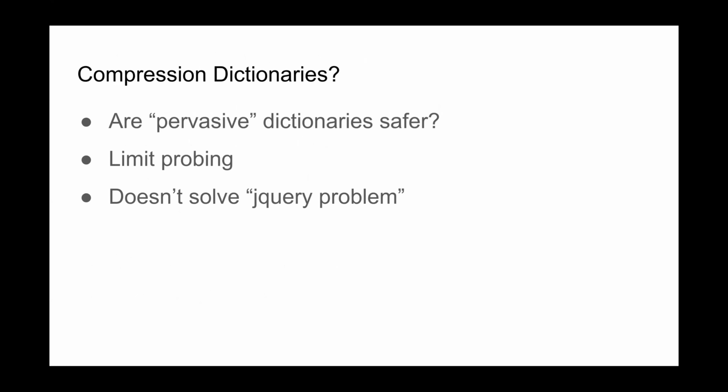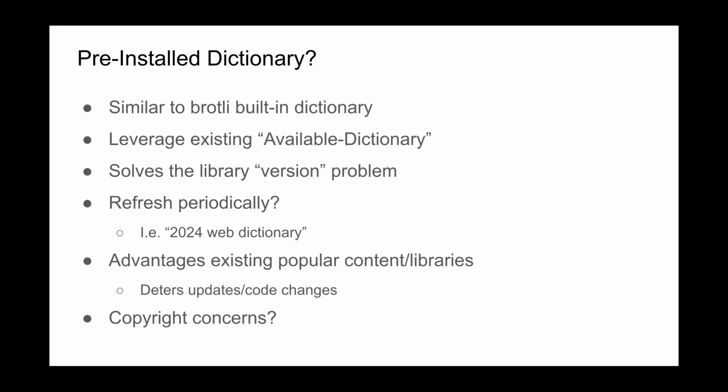Which brings me to dictionaries, which is sort of a different take on resources. At one level, is a pervasive dictionary something that is safer to share, perhaps, for a given origin, but it may still not solve the jQuery problem unless we look at a pre-installed dictionary. And so this is kind of where my current thinking is. I'd still like to solve the cache partitioning problem. I'm not sure it's solvable, but in the meantime, Brotli already ships with a small dictionary of common web terms in it. Would it be possible to ship with a larger dictionary and use the compression dictionary transport work that we just standardized through IETF, where we can negotiate between clients and origins the available dictionary that the client has for compression?